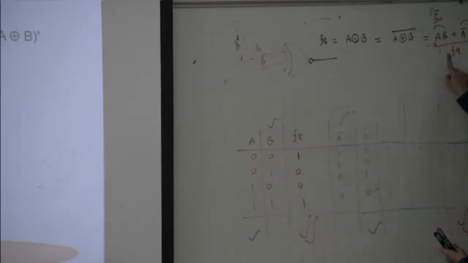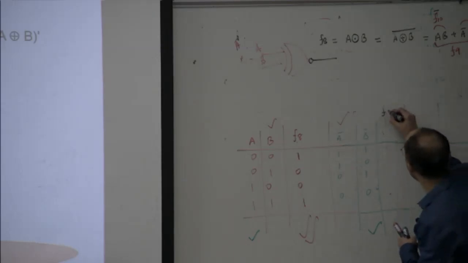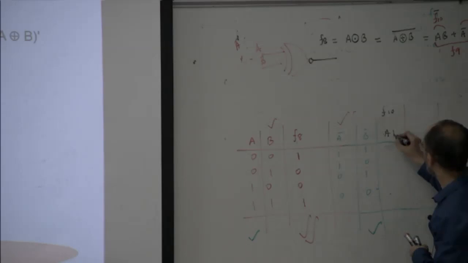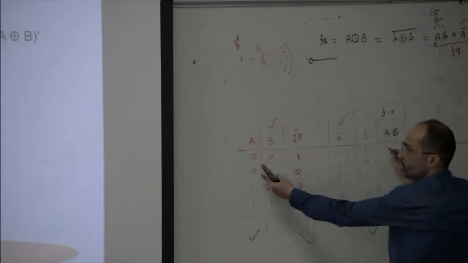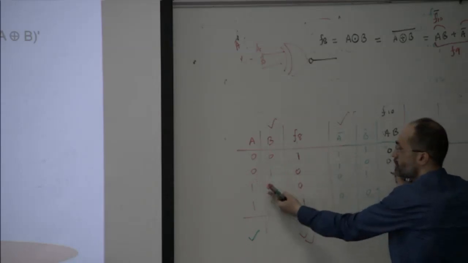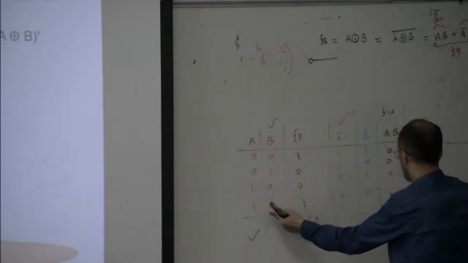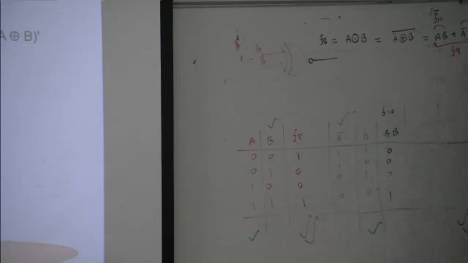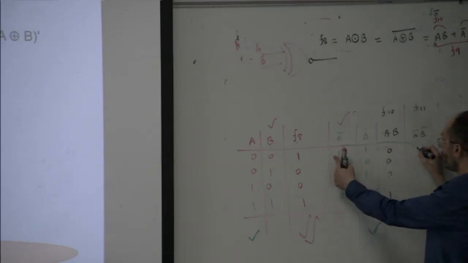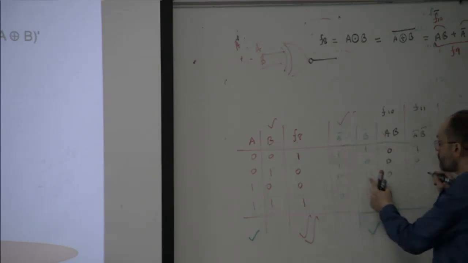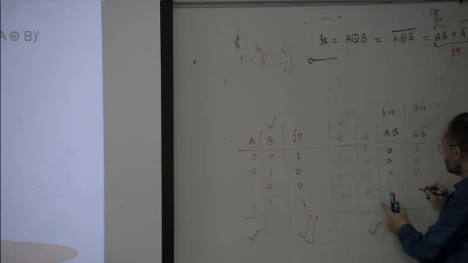Now we want to compute F10. What is F10? F10 is AB, which is nothing but an AND gate. So AB: 0, 0, 0, 1. Now we need to compute F11. What is F11? A bar B bar. These two columns: 1, 0, 0, 0.